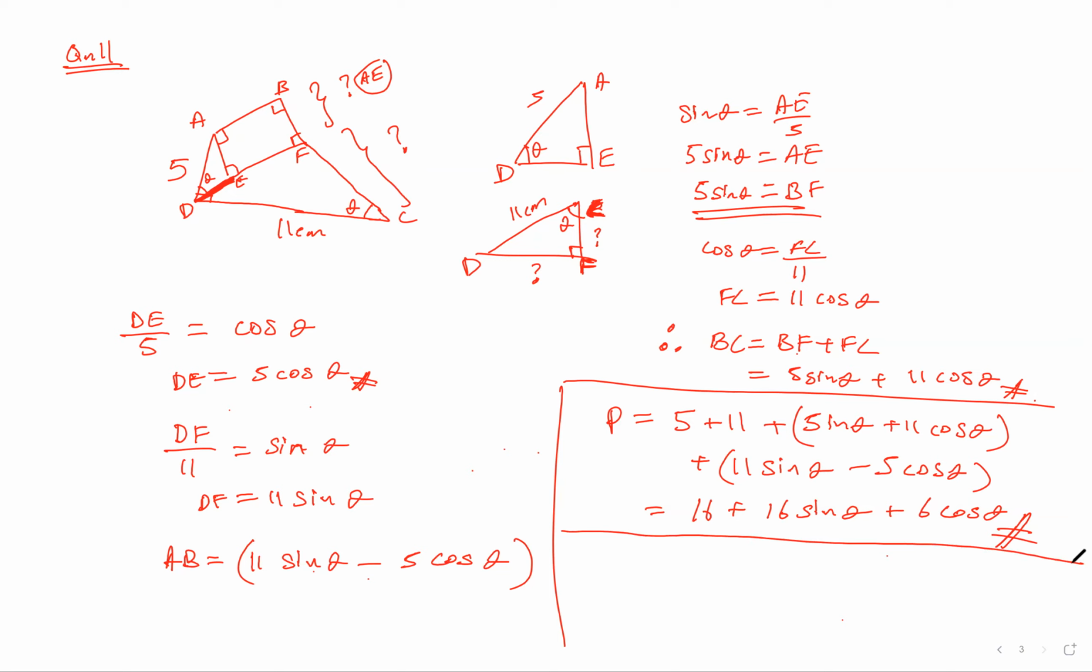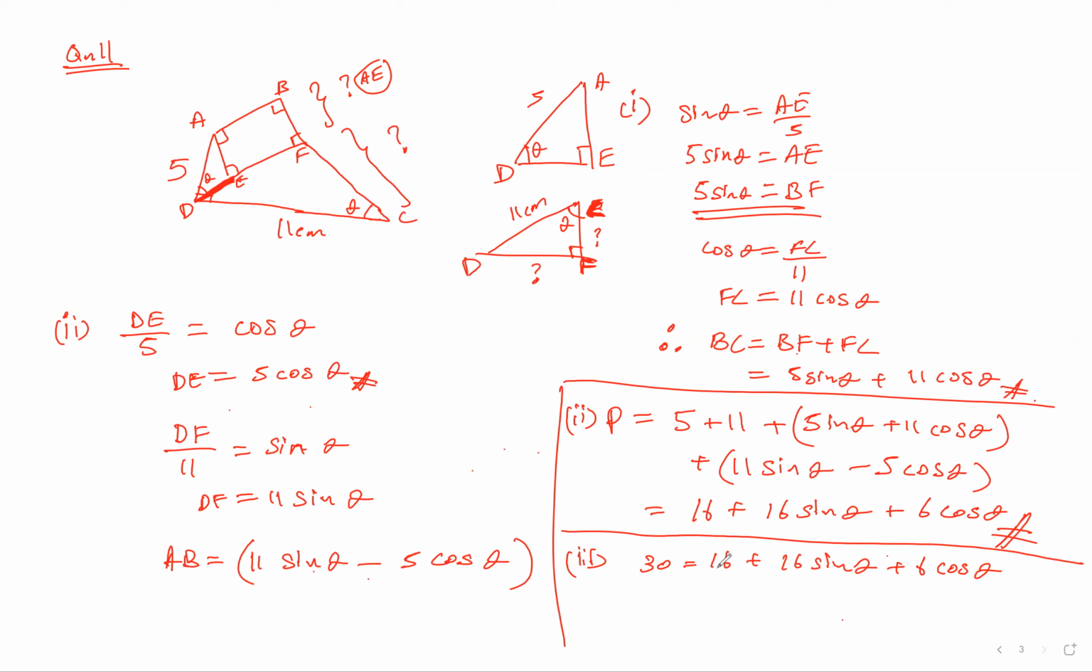The next part is they ask you to find... okay, so this is part 1 so that you know what's going on. This is part 2. This is also part 2. This is part 3. So part 3, find the value of theta when t is equal to 30. So 30 equal to 16 plus 16 sine theta plus 6 cos theta.